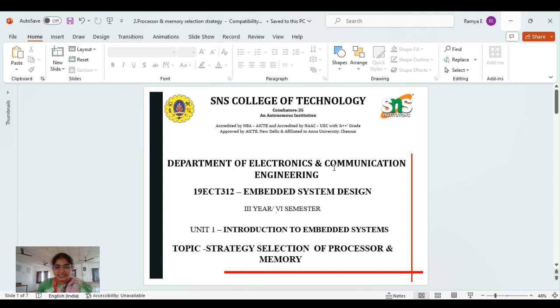So last class we discussed embedded system design introduction. Now we are going to discuss the strategy for selection of processor and memory. This is the second lecture in embedded system design. So let's start.